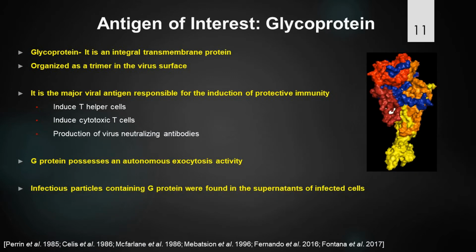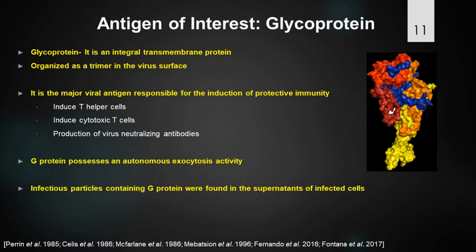Now in more detail about the protein we have chosen to use as an antigen for this project. The G protein is an integral transmembrane protein with 505 amino acids. It forms trimers in the viral envelope, and it is the major antigen responsible for the induction of immune response. It has been shown that the G protein is able to activate T helper cells, cytotoxic cells, as well as eliciting production of neutralizing antibodies. So this antigen can activate both humoral and cellular response, which is an interesting target for vaccine design.